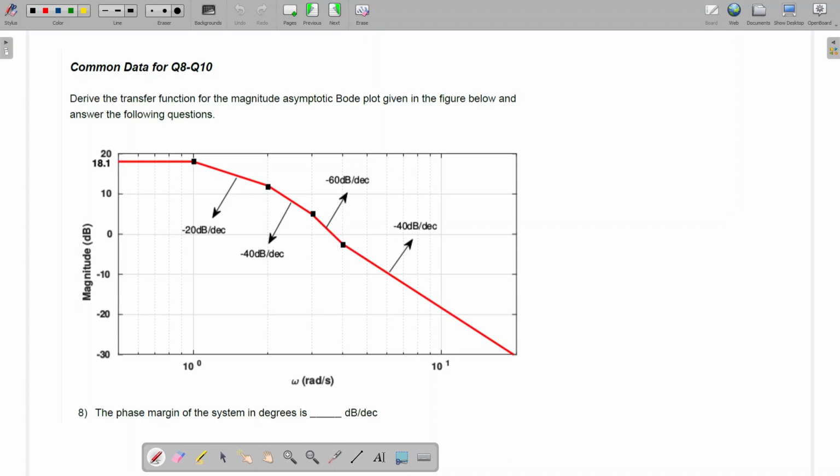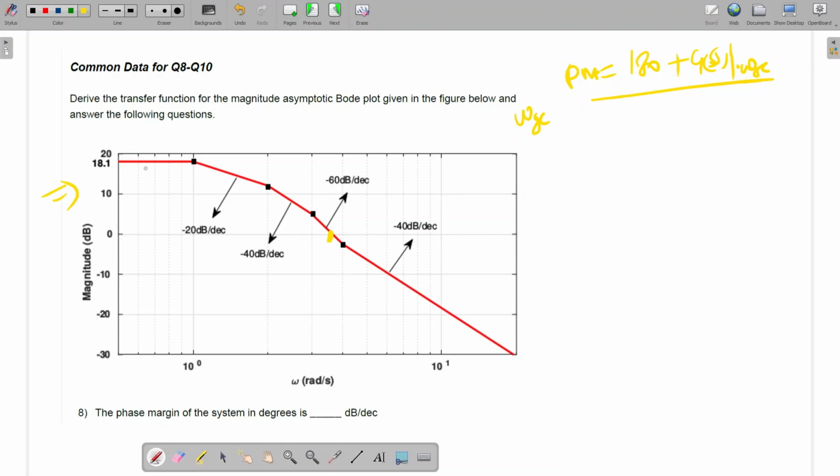Can anyone tell how we should approach this question? See, the Bode plot is given, so we need the transfer function. Then omega GC will be somewhere here. At this point we calculate the phase, and 180 degrees plus the phase of G(s) at omega GC will be the phase margin. Is it correct? So we'll calculate one by one.